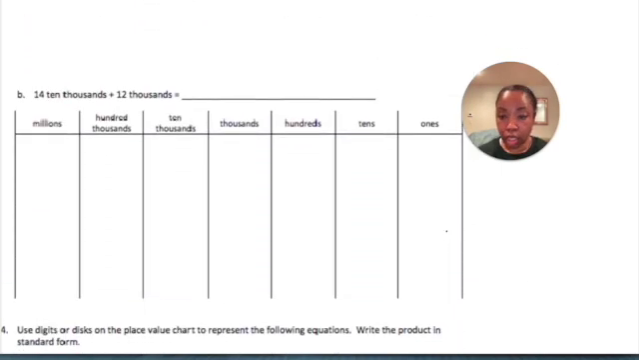For B, we're doing 14 ten thousands and 12 thousands.